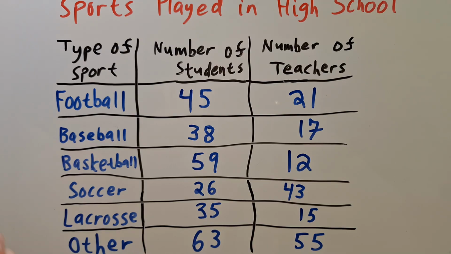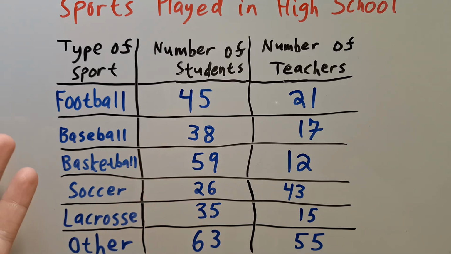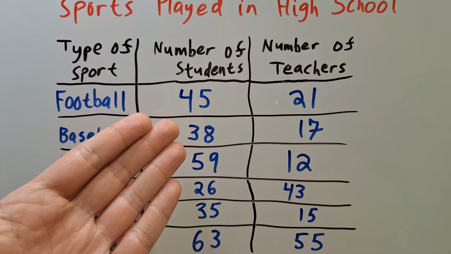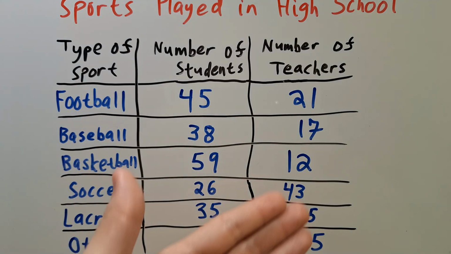Now, there are many different questions that we could be asked about this table. One specifically could say, how many students play football or how many play baseball? We could just look at that specific answer and say, there it is. Or how many teachers like basketball?